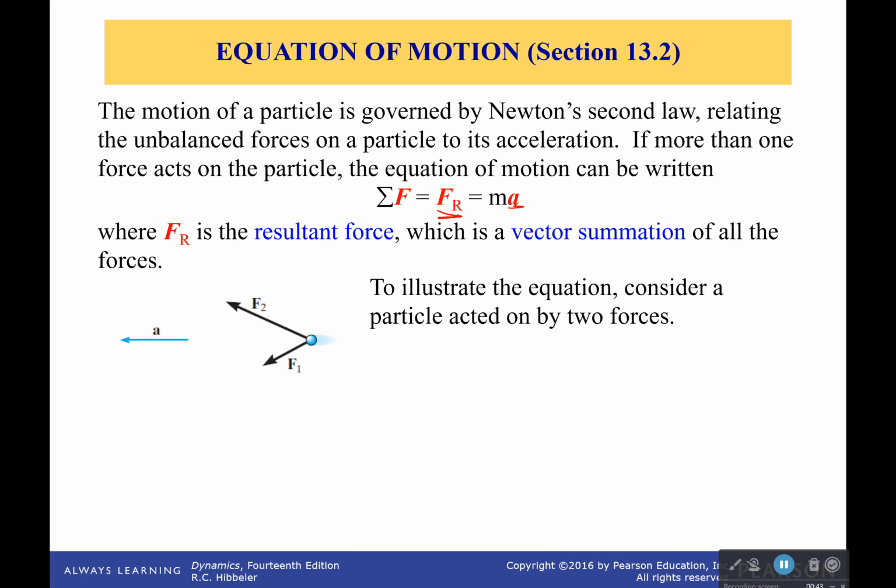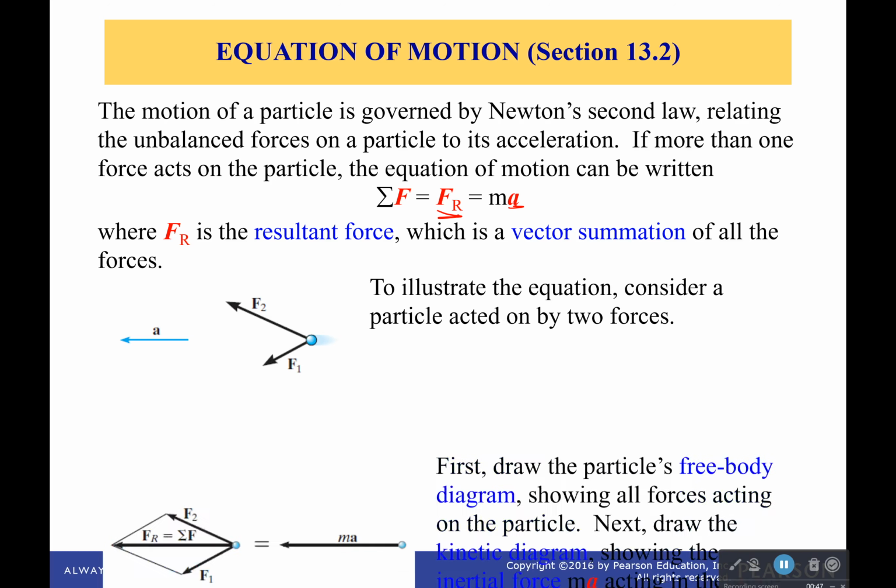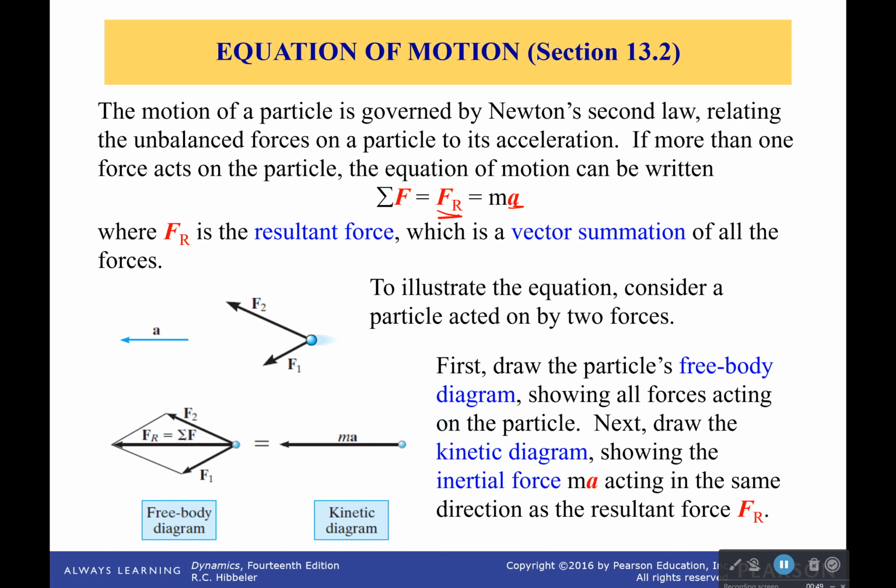So let's look at this right here. We have two forces like this. Maybe I have an acceleration right there. The way we get that is simply that when I add these two forces together, they sum along this line. And guess what? My resultant force is along the same line as that acceleration vector right there.